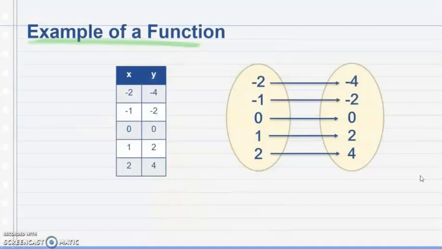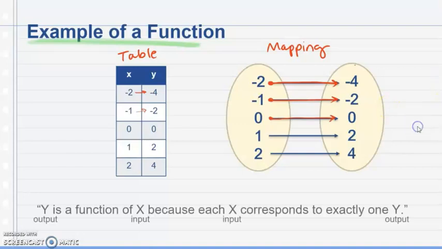So here are 2 examples of, they're the exact same thing, but this is a function. I wanted to show you in multiple representations. Here we have it in a table, and here we have it again in a mapping. We're showing the exact same thing. So -2 goes to 4, -1 goes to -2, and so on and so forth. Some things I want you to note is that we have one arrow going from each and every input value. So this is a function because every input has exactly one output.